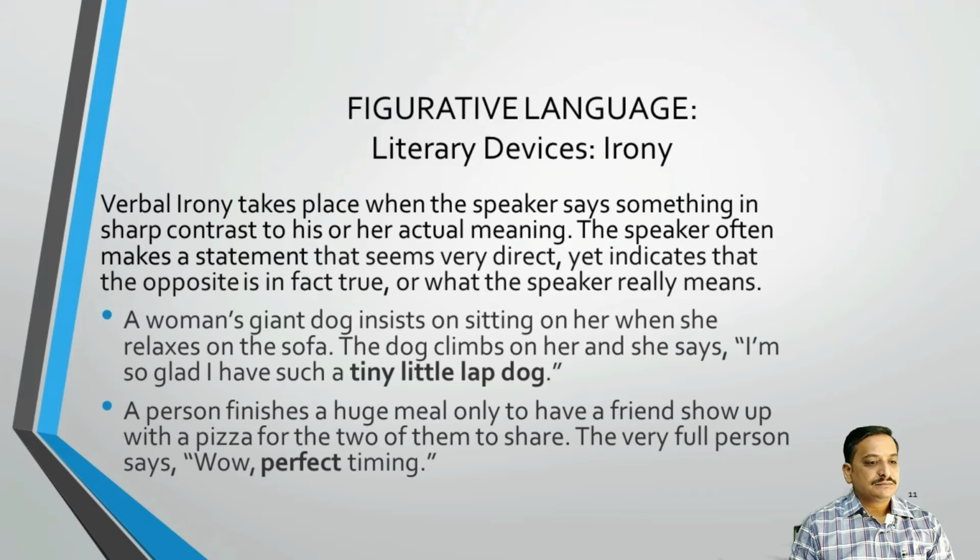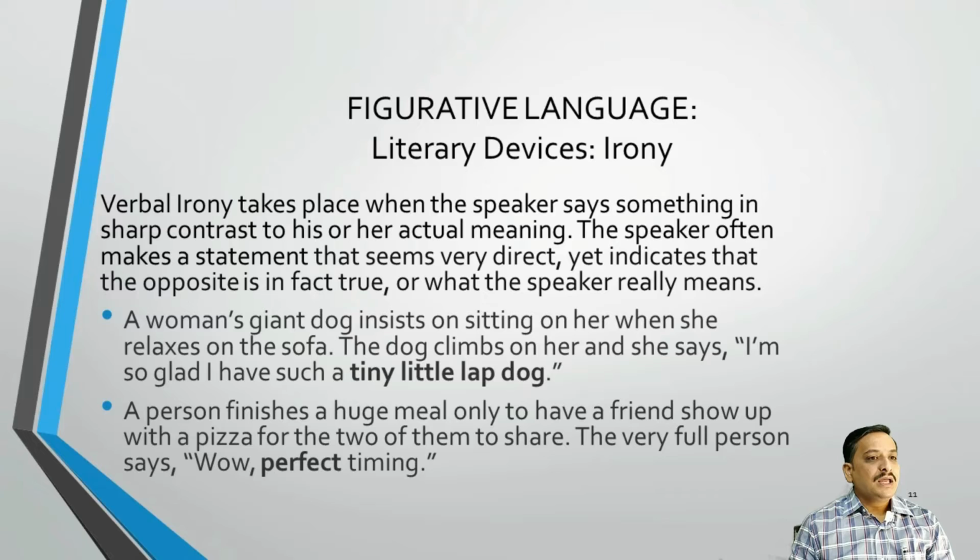Verbal irony. Verbal irony takes place when the speaker says something in sharp contrast to his or her actual meaning. The speaker often makes a statement that seems very direct, yet indicates that the opposite is in fact true or that the speaker really means.